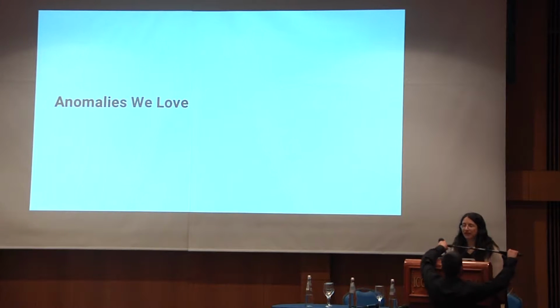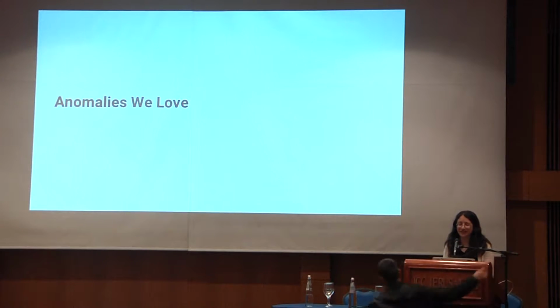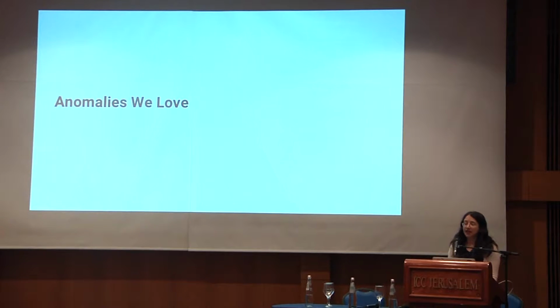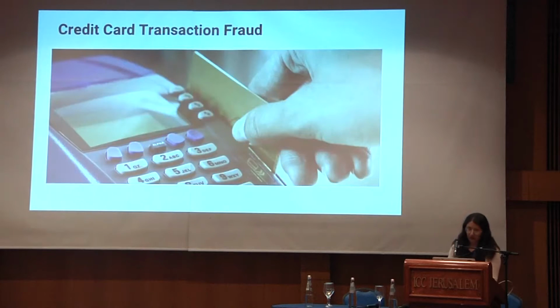So some of the anomaly detection architecture problems that we try to solve is credit card fraud. That's pretty trivial. Bad people steal credit cards and then try to use them to buy things on the internet. It's bad for credit card companies. It's bad for retailers. Everyone is trying to catch them.